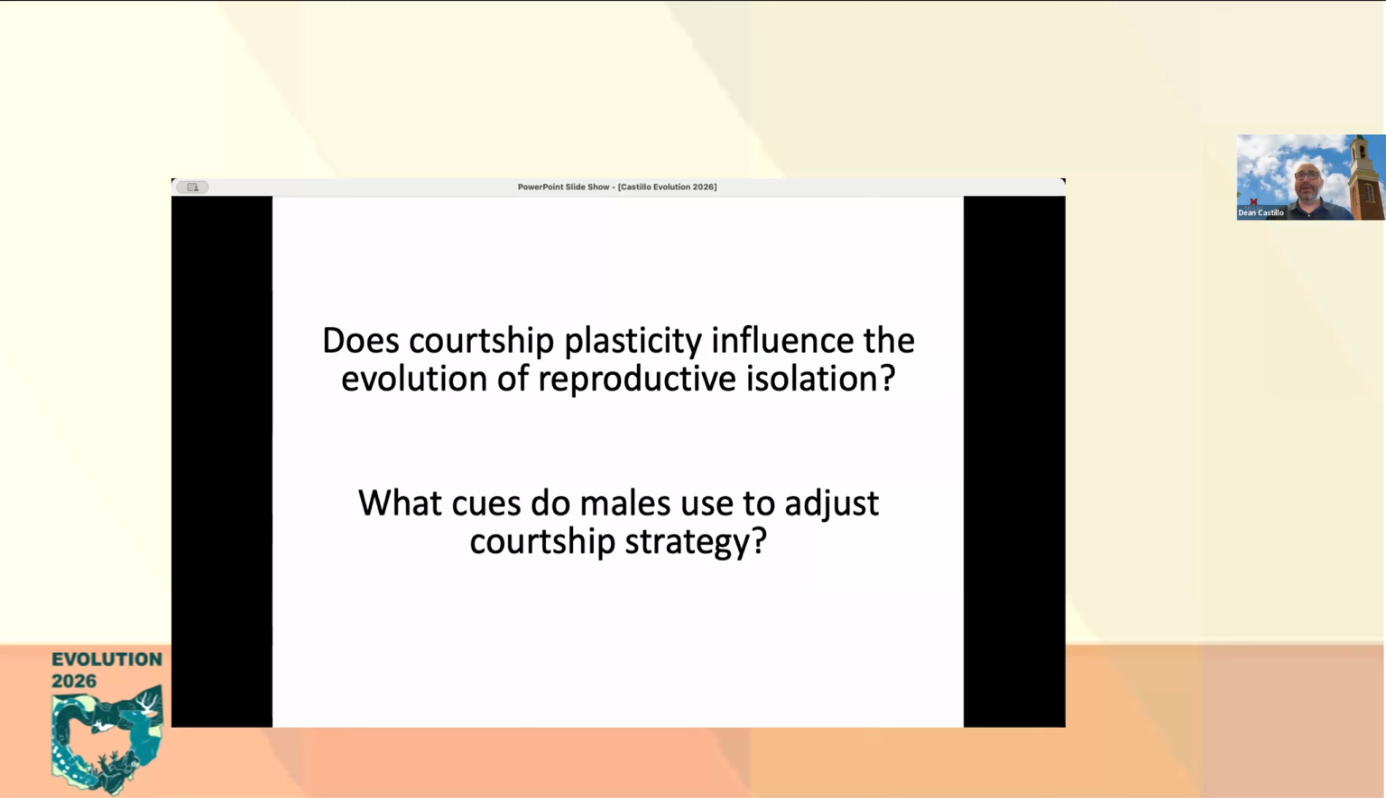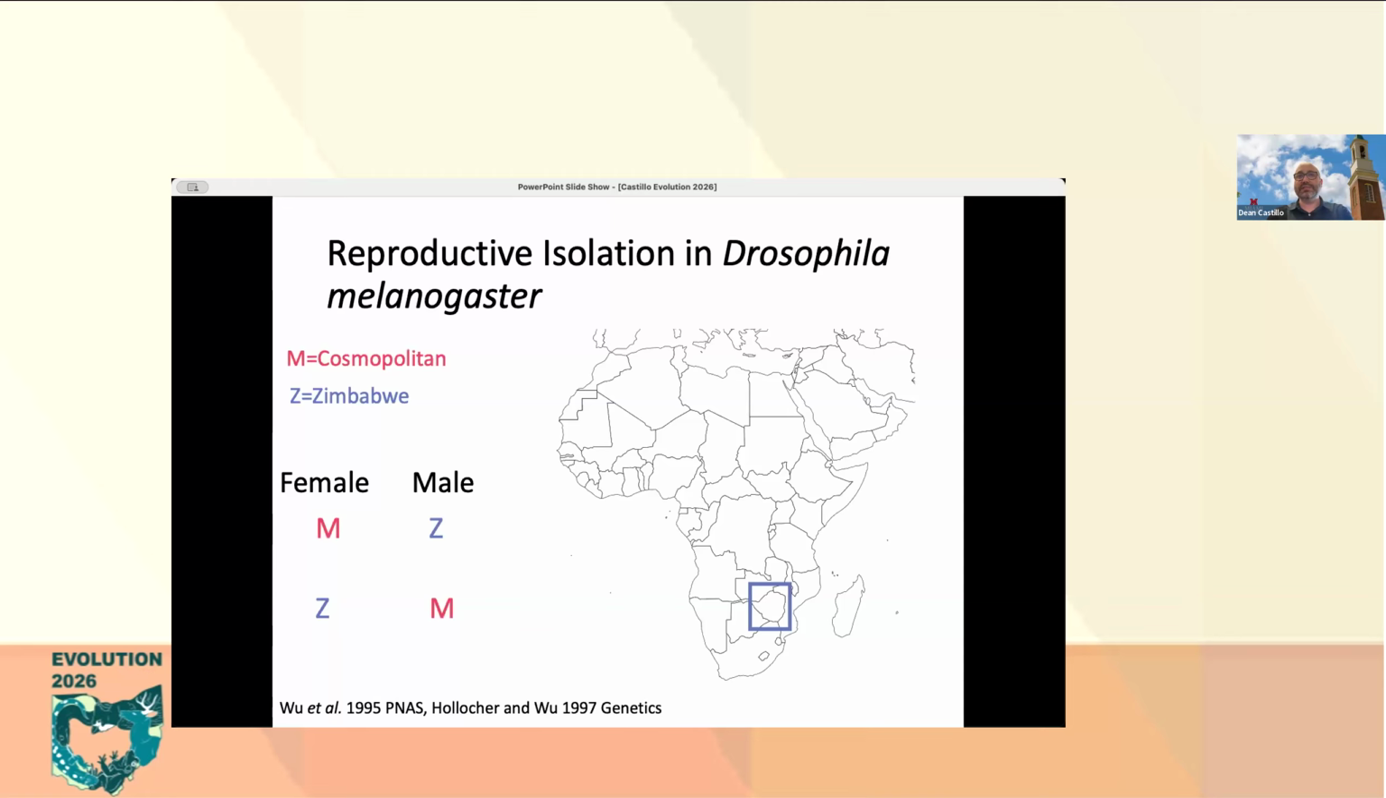For today, I'm going to start with the first entry into this, thinking about what cues males are using when they adjust their courtship strategy. The system I'm using is Drosophila melanogaster. We use a lot of lab strains and genotypes, but we also use natural populations. In the scenario I'm talking about today, we're using natural flies that come from Africa and outside of Africa.